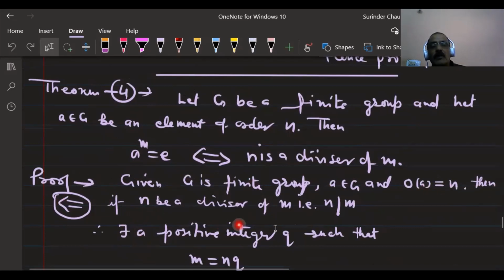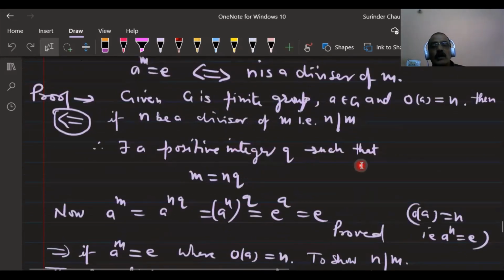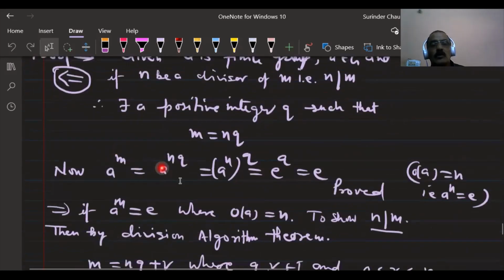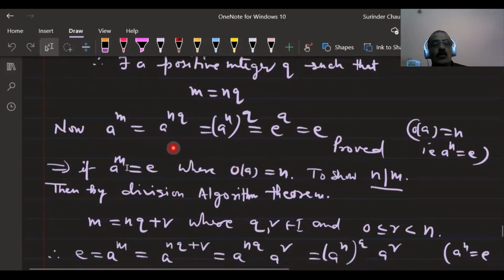If n is a divisor of m, that is n divides m, then there exists q such that, by factorizing, m is equal to nq. Now take the left hand side: a^m is equal to a^(nq), which comes out to e^q, which is e. Now if a^m is equal to e and the order of a is n, we'll prove n divides m. We'll prove it by contradiction, using the division algorithm.